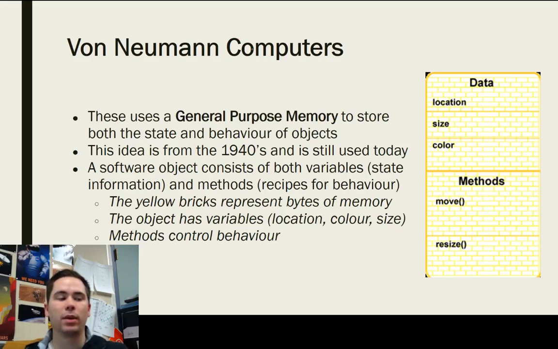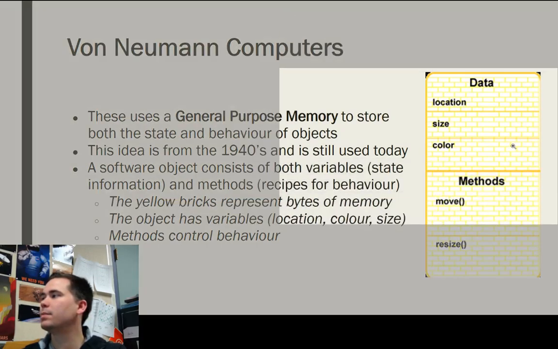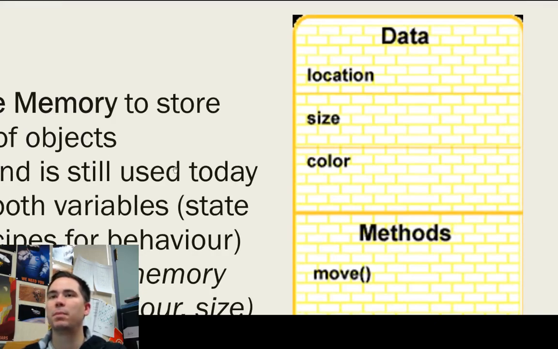What we all work with is more or less a von Neumann computer. A von Neumann computer uses general purpose memory to store both the state as well as the behavior of objects. So if you look to the right here with our little diagram, hopefully this translates well to video, you can see the little yellow bricks. I'm going to zoom in here so you can see it a little bit better.